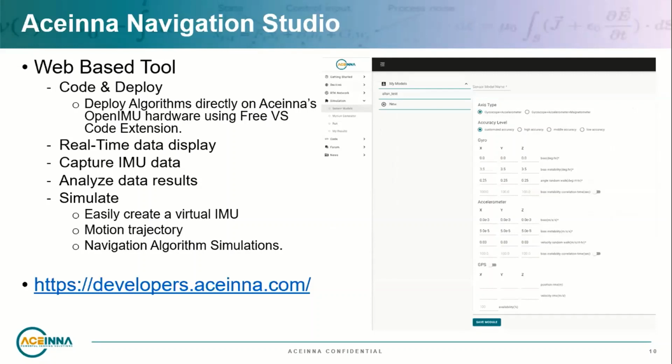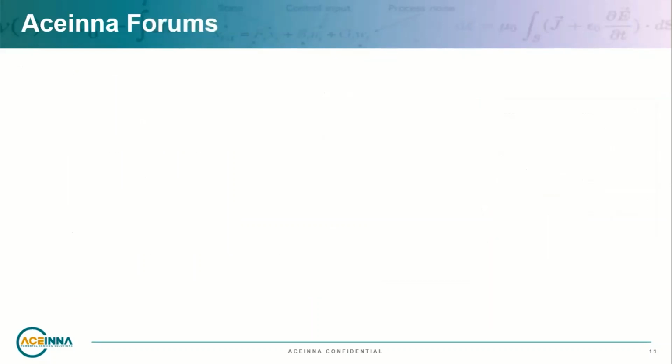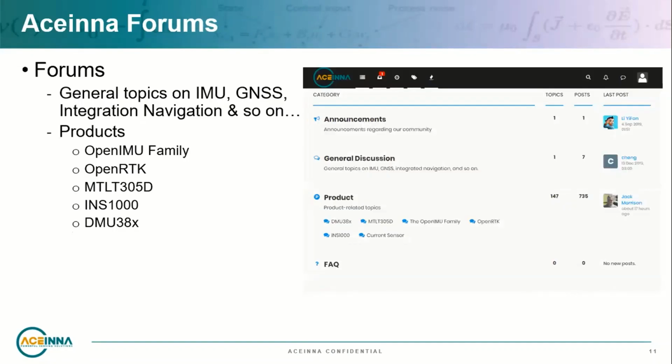So this is a web link. And we do have the ACEINNA forums as well, where you can have a general discussion on the navigation field, IMU sensors, GNSS receivers, and so on. If you have any particular questions about a particular product of the family, you can click on this link, and you can ask any questions or raise any issues that you're facing. And we have a great support team who are readily available to solve and fix the issue within no time.